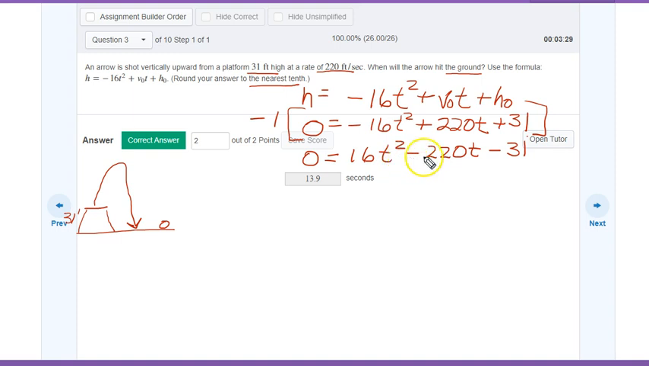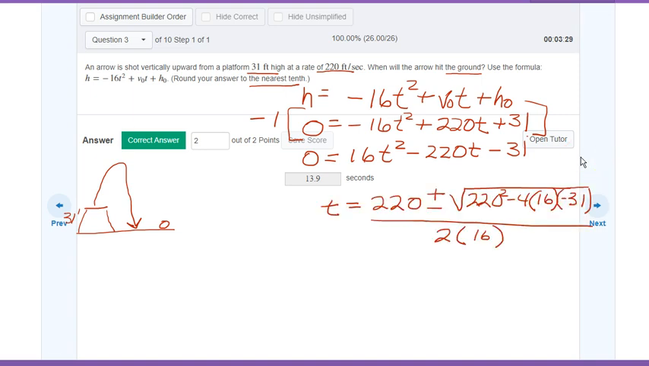Now, this might be able to be factored, but it looks a little daunting, so I'm just going to put this into the quadratic formula, and you should try it as well. So let's take a look at this. So our B value is a negative 220, and the formula is negative B. So the opposite of a negative 220 is a positive 220. Now, I have here plus or minus, but we're probably not going to use the negative. So we're just going to look for the positive value.